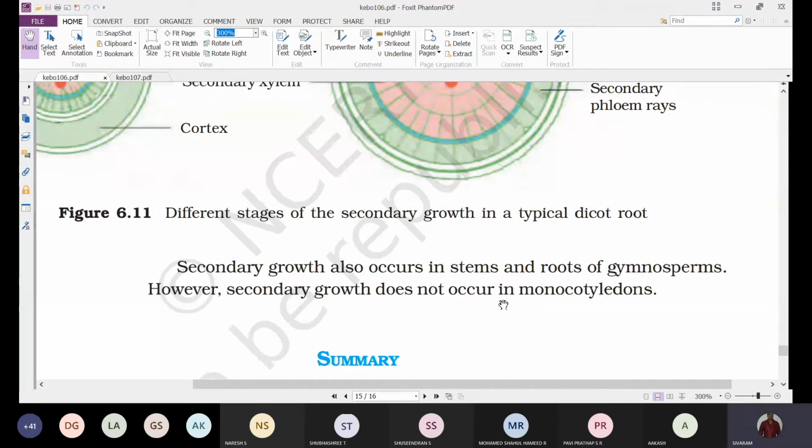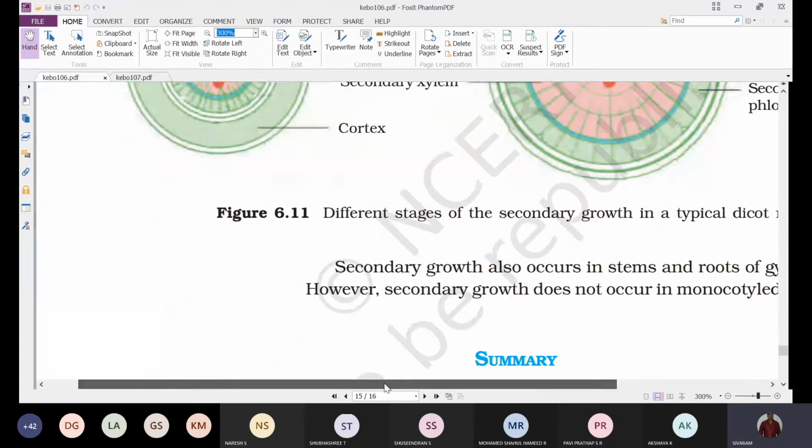So secondary growth not only occurs in dicotyledonous stems and roots, it is also observed in the roots and stems of gymnosperms. But secondary growth is usually absent in monocotyledonous plants, whether it is a root or stem. That is about the secondary growth in case of roots.